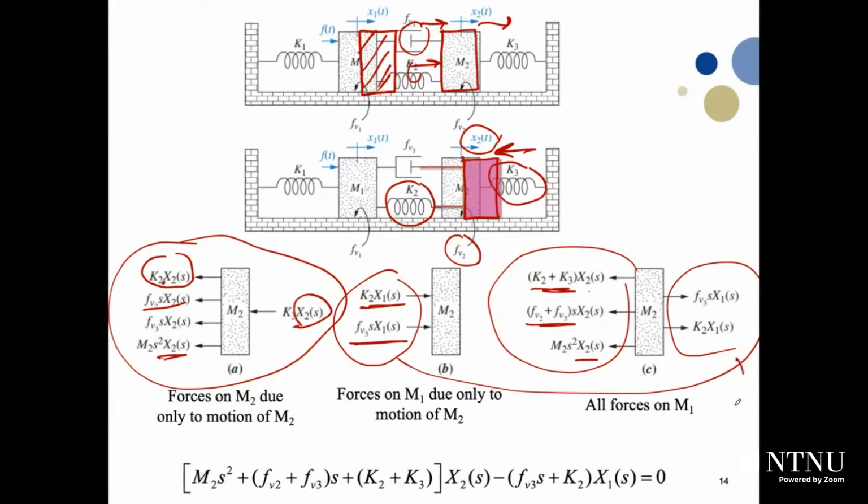So we will write this equation. It will be the summation of forces to the left minus the others to the right equals 0, correct? Because we don't have any external forces. We will write it as you can see here. We will take X2 of S as a common factor. So it will be M2 S squared plus FV2 plus FV3 multiplied by S plus K2 plus K3, all multiplied by X2 of S, minus the other side, which is FV3 S plus K2 multiplied by X1 of S, equals 0. So now this is equation number 2.